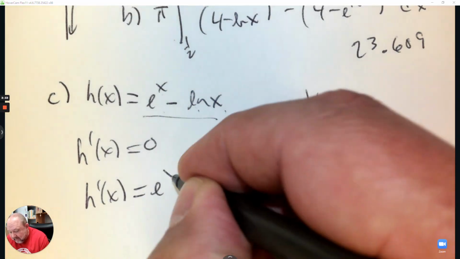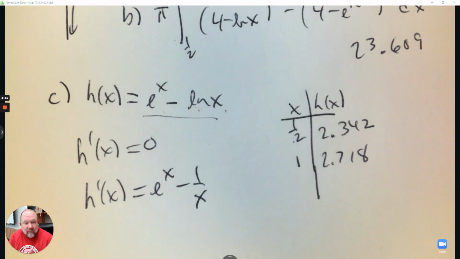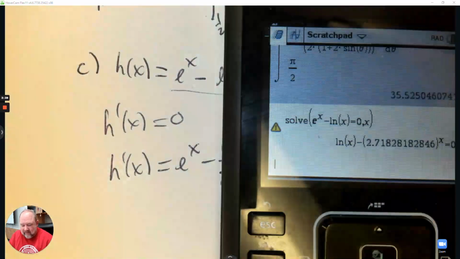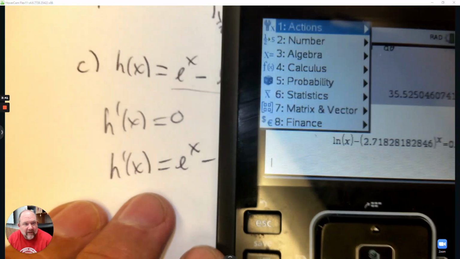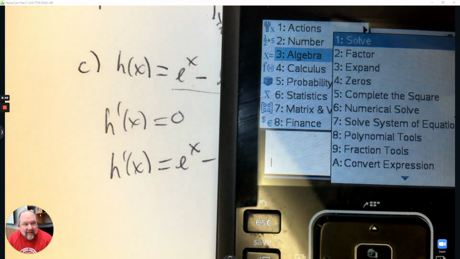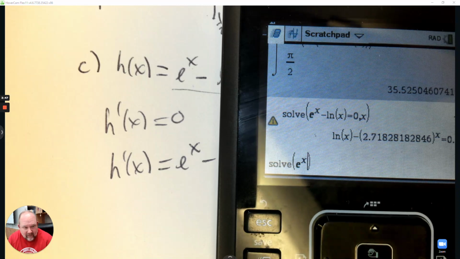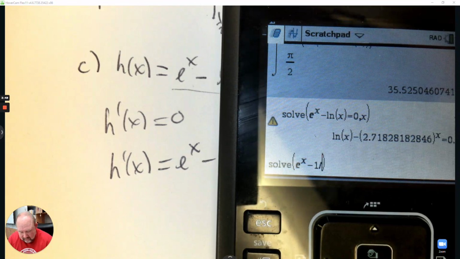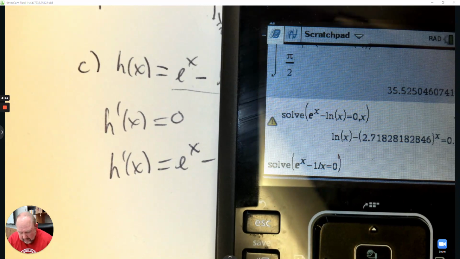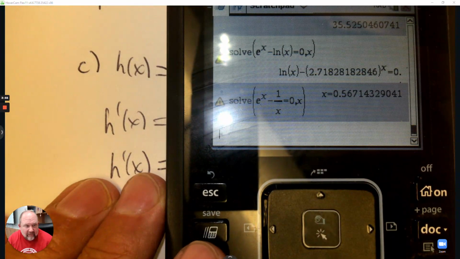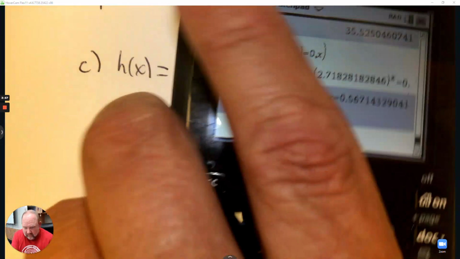The derivative of e to the x is e to the x, and the derivative of ln x is 1 over x. Let's do this again. Go to menu, algebra, solve, and now we're going to type e to the x, subtract 1 over x, equals 0, comma x. And see now what answer I get: I get 0.567. That's what I need to know.